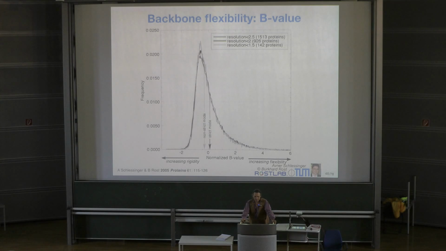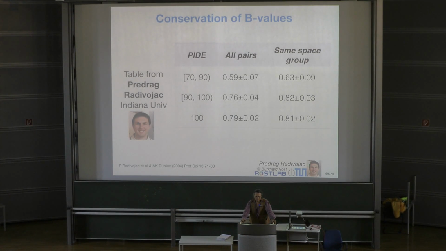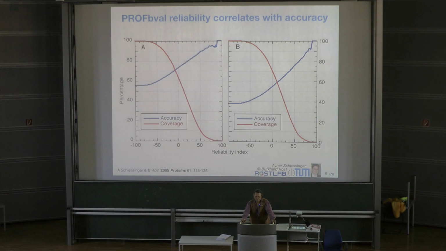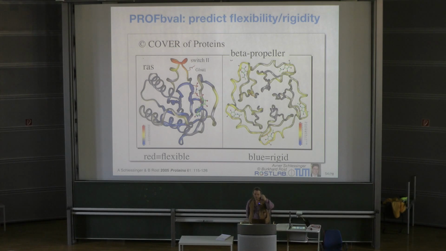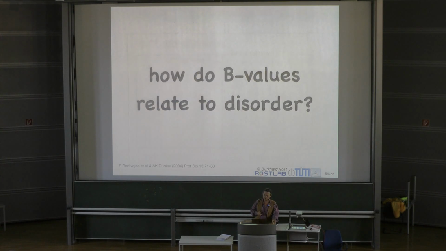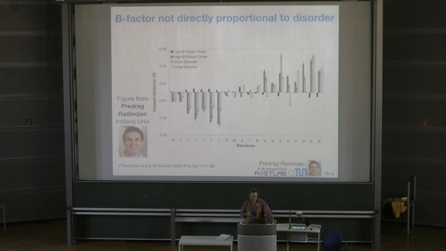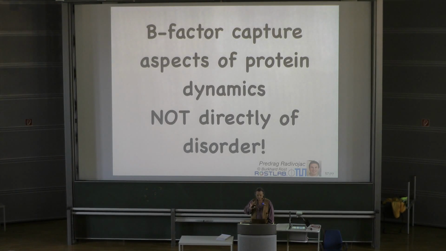The next slide, let me just summarize them all: you can predict it, and you can learn something about function. There was a cover of a journal here, the prediction method. You can find things that are important for function and are conserved, and you can find things that are important for function and not conserved. And we're getting back to disorder, and the question here is how is dynamics related to disorder? What Predrag shows here is that the B factor is not directly proportional to disorder, but there's some correlation.